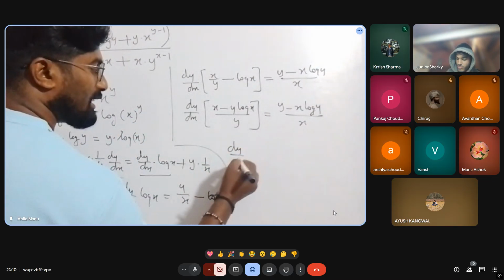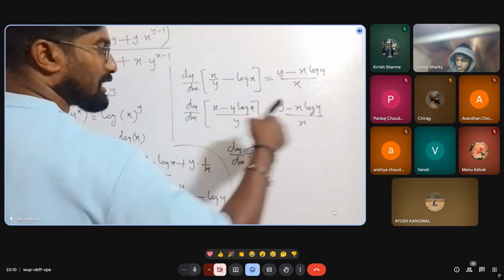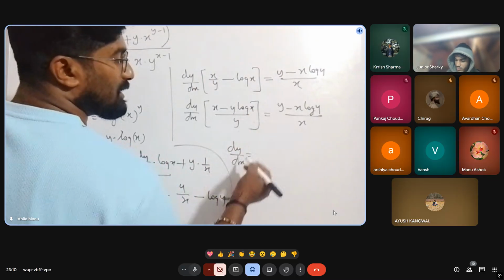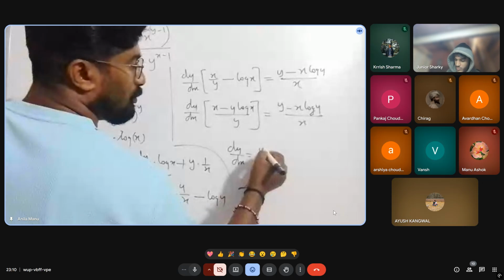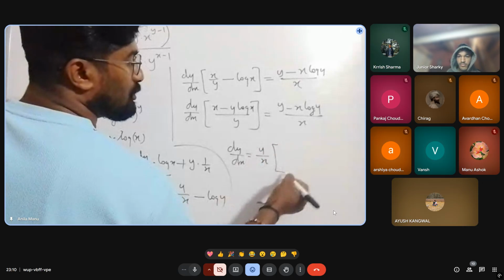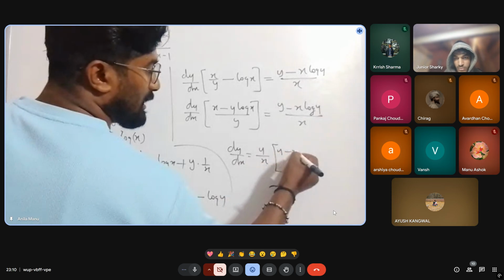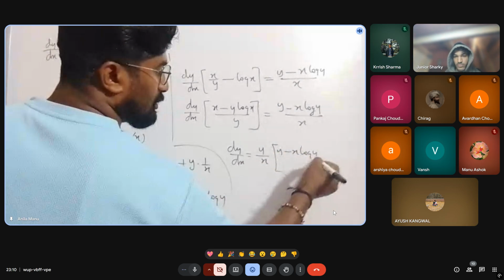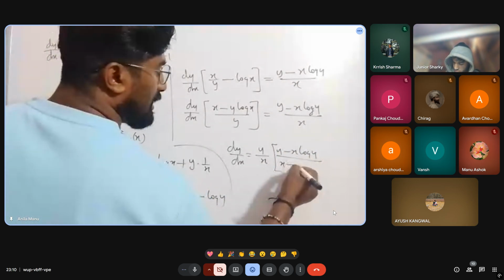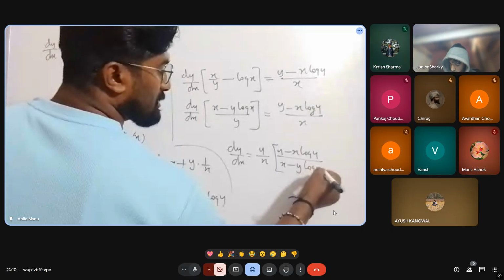Final answer is dy by dx is equal to, when you transpose, this y will be in the numerator, right? So y by x into, clear, right? y minus x log y divided by x minus y log x.